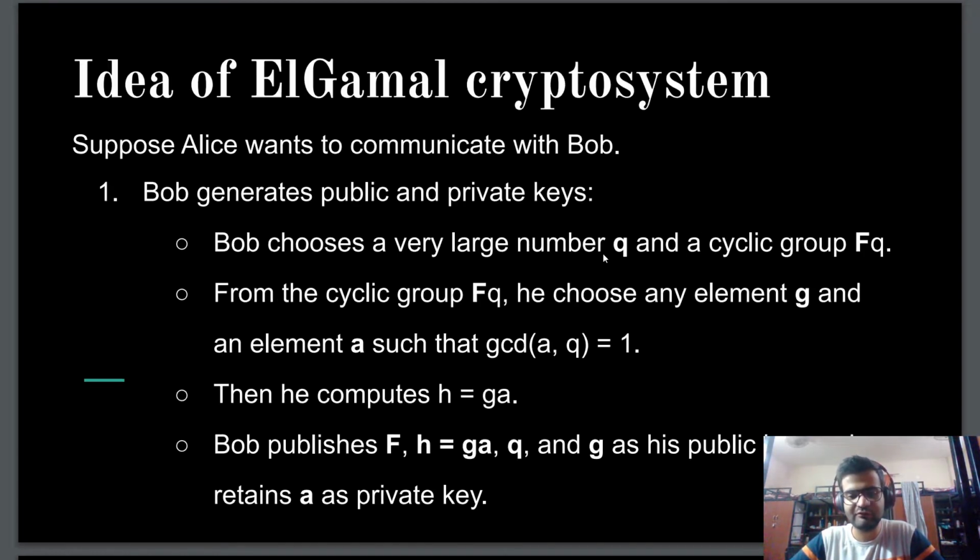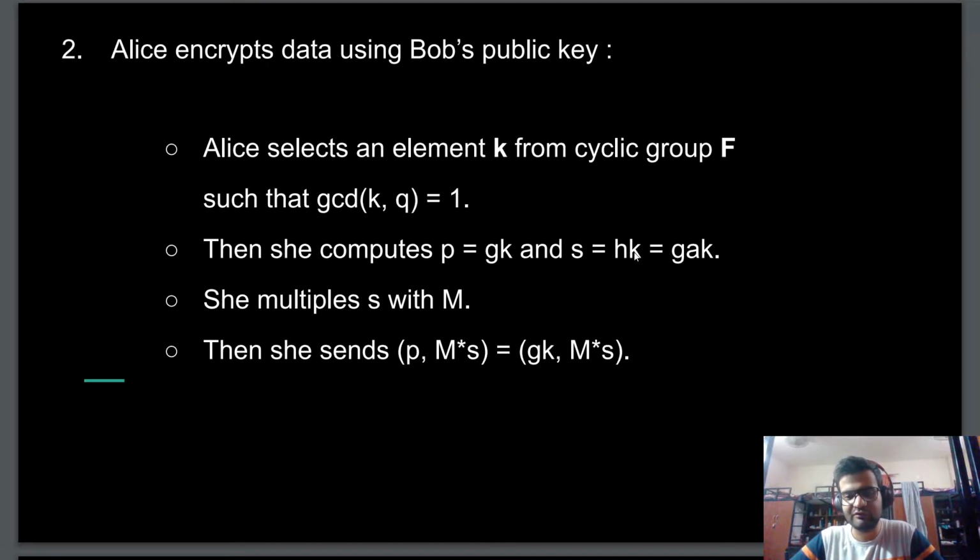So since we know that H was equal to G^A, S will be equal to H^K, which is also equal to G^(AK). Now she will multiply S with M. So what is M here?